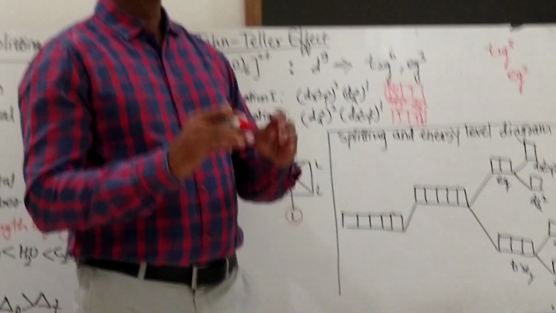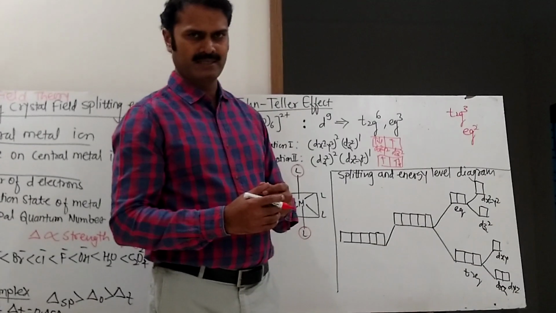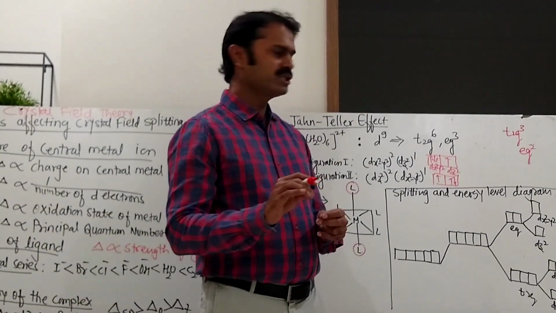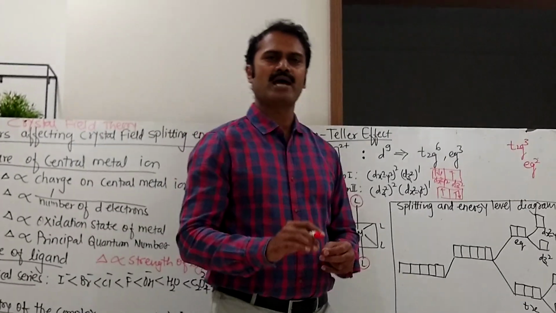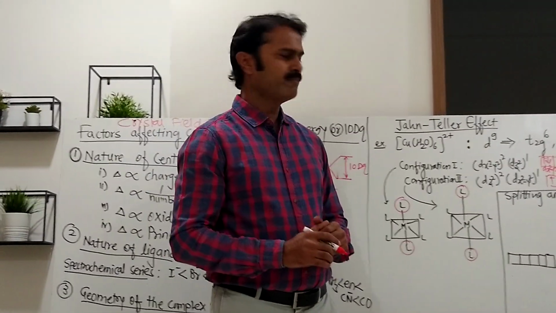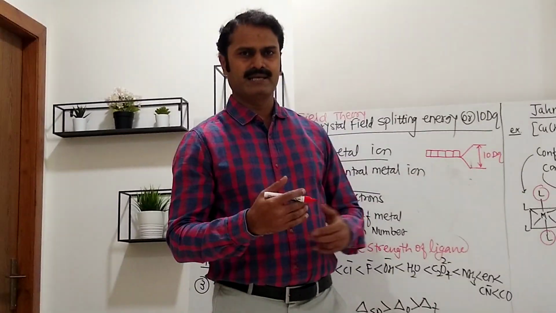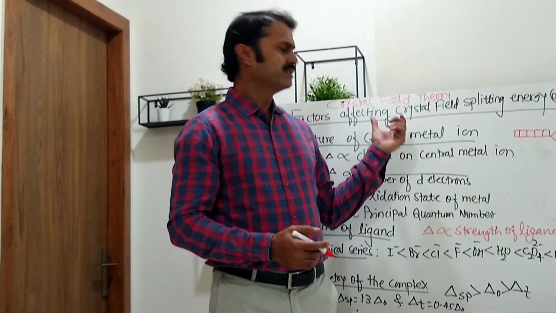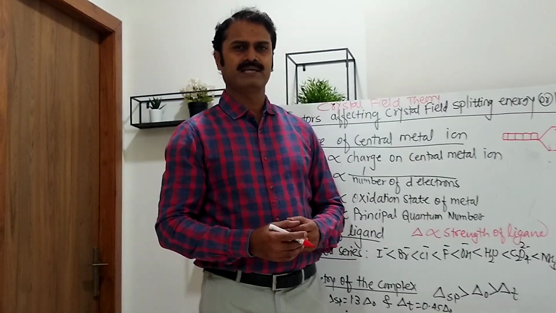Such further splitting of d orbitals due to unsymmetrical filling of t2g or eg orbitals is known as the Jahn-Teller effect. So this is all about the Jahn-Teller effect. In the next section, we will continue with the remaining crystal field theory. Thank you.